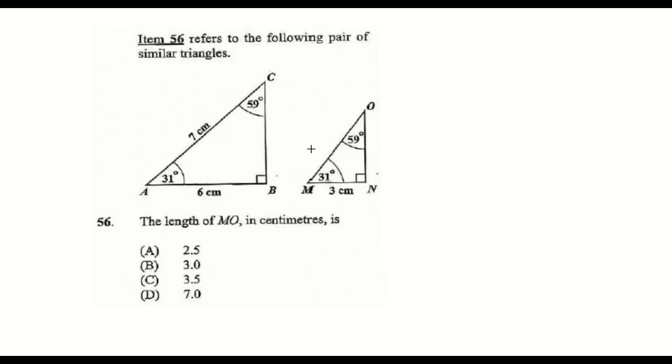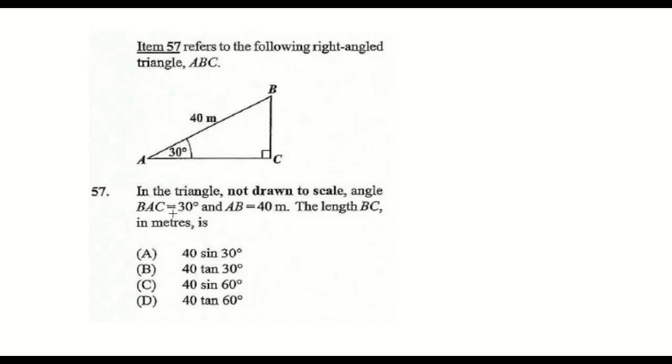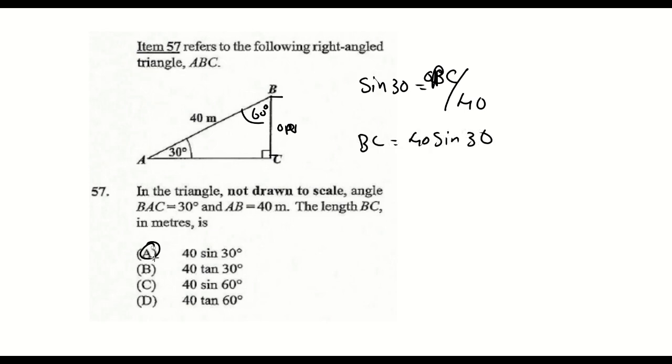This one here, MO, is 3.5. This is again a repeated question, right? The triangle is not drawn to scale. This is 30, this is 90, so this is 60 degrees, right? It's 120, and then this is 180 minus 120, which is 60. They want the length of BC. If I'm using 30, this is my opposite and this is my hypotenuse. Sine 30 equals the opposite, which is BC, over the hypotenuse, which is 40. So BC equals 40 sine 30, which is A.